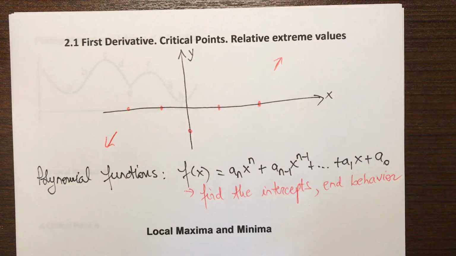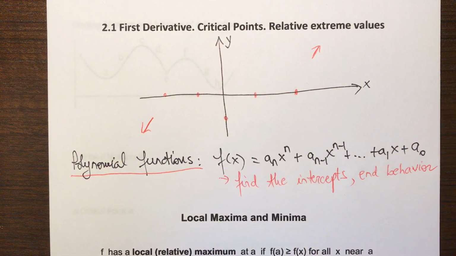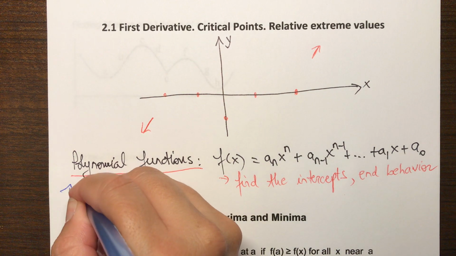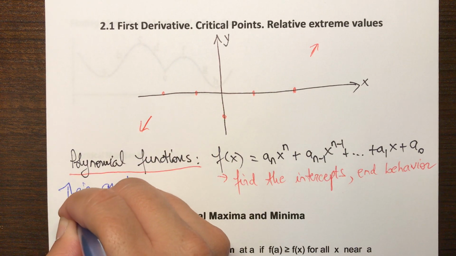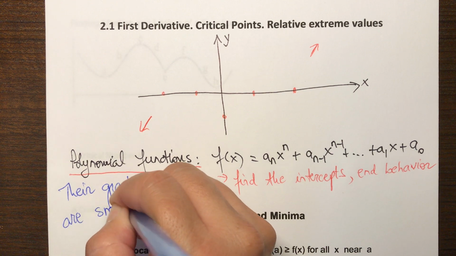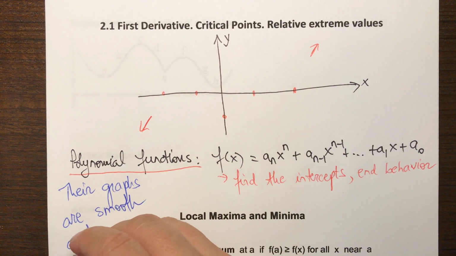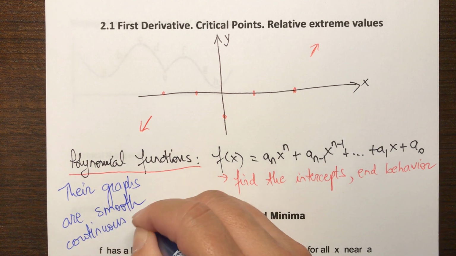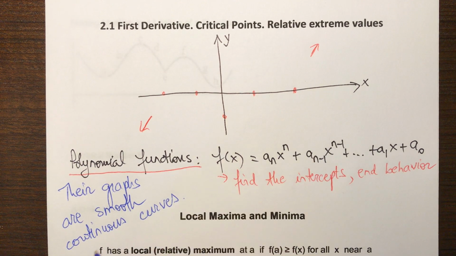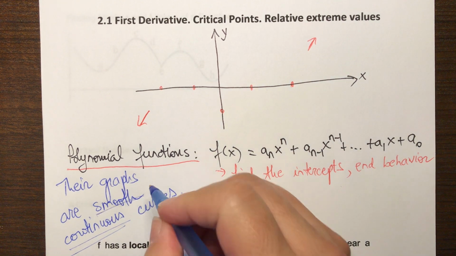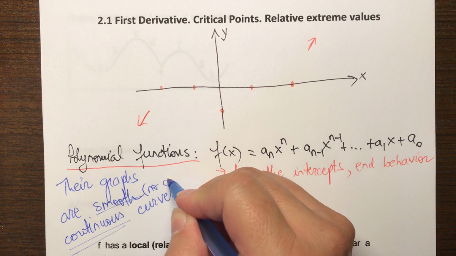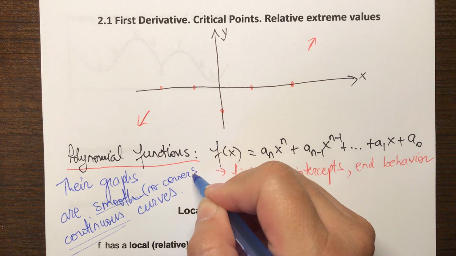So the other really important fact about polynomial functions is that their graphs are smooth, continuous curves. So what does that mean? Well, we already know what it means to be continuous, right? There's going to be no gaps, no holes, no jumps in the graph. Smooth basically means no corners either. So it doesn't come to a sharp corner.